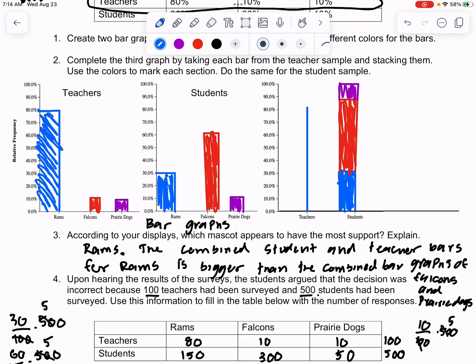So that's 80%. Now this one's kind of thinner now. Imagine it's the same size. Falcon 10%. And then prairie dog 10%. Okay, so that's a little better.